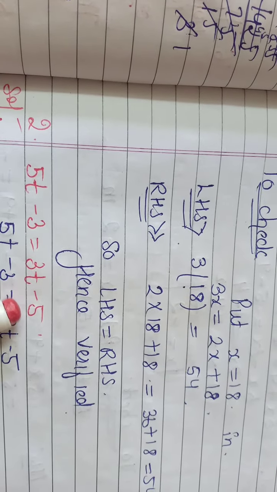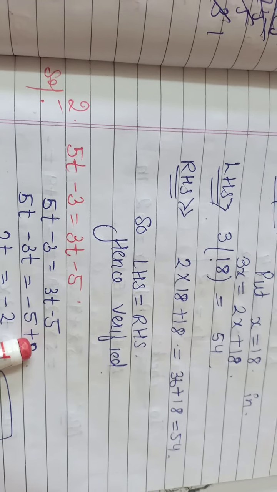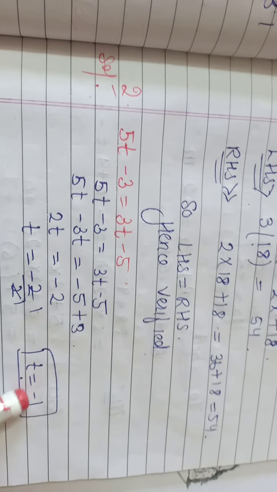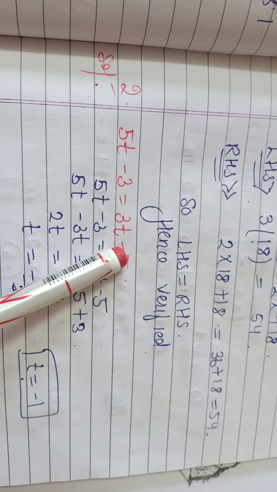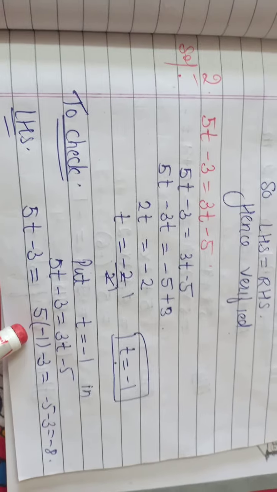The next question is 5t minus 3 is equal to 3t minus 5. So t's are on one side and constants are on one side. So we get t is equal to minus 1. Put this t in the given equation. So left hand side becomes 5t minus 3. So put value of t minus 1.